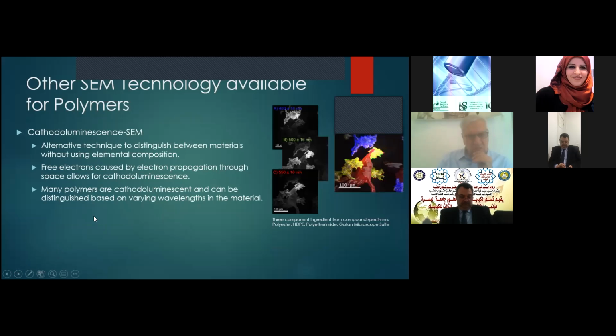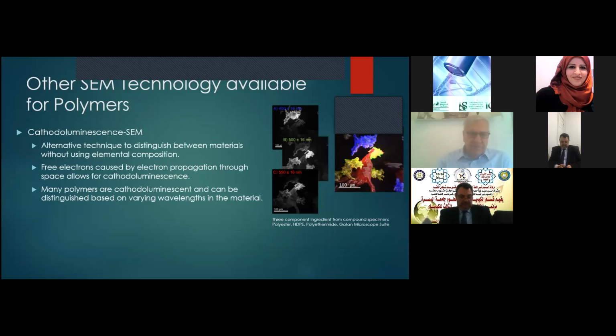Another type that is very interesting to use is cathodoluminescence SEM. That's an alternative technique that is used to distinguish between materials without using elemental composition. So if you don't want to do EDX, or you can't do EDX for some reason, then this is the best option. The cathodoluminescence is created by electron propagation through a sample. This is usually a luminescence that's created by the sample itself. So many polymers are cathodoluminescent and can be distinguished based on varying wavelengths in the materials.